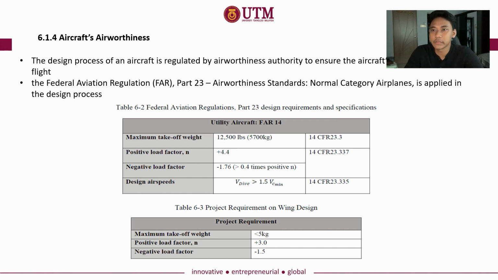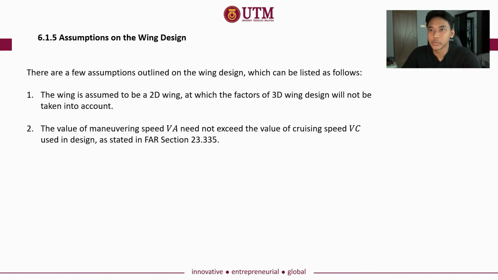According to the Federal Aviation Regulation Part 23 design requirement and specification, we are still below the limit of the FAR regulation, where the maximum takeoff weight is 5,700 kg, the maximum positive load factor is 4.4, and the negative load factor is negative 1.76, which is 0.4 times positive N. The design airspeed is also limited: V dive must be more than 1.5 VC min. The next part is the assumptions on the wing design.